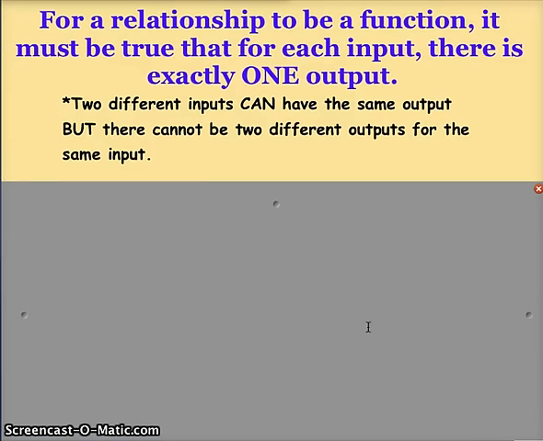For a relationship to actually be a function, it must be true that for each input, there is only one output. So basically, two different inputs can have the same exact output, but there cannot be two different outputs for the same input. Let me give that to you in real life form.